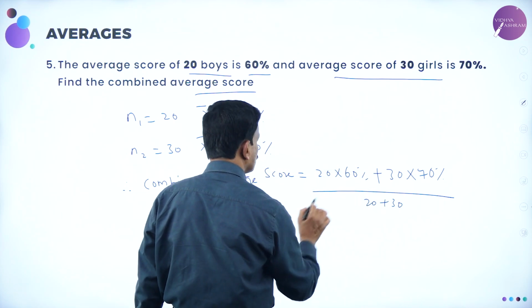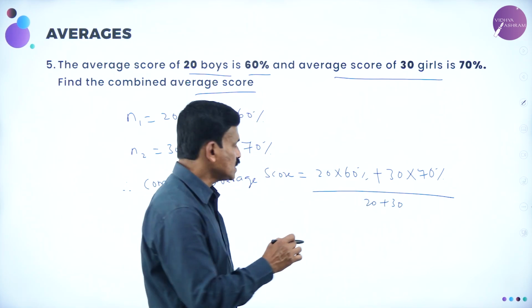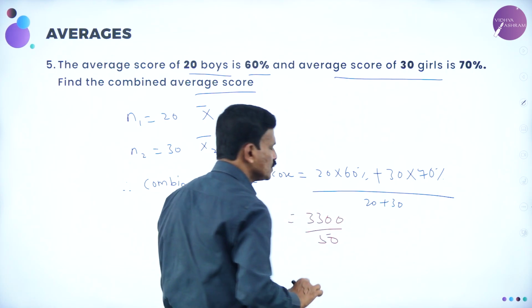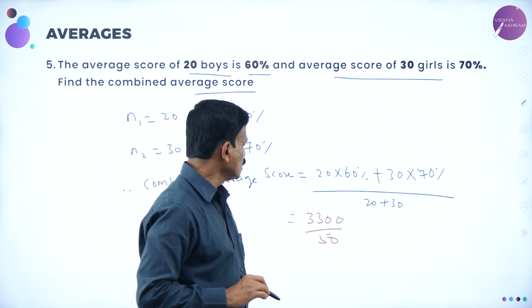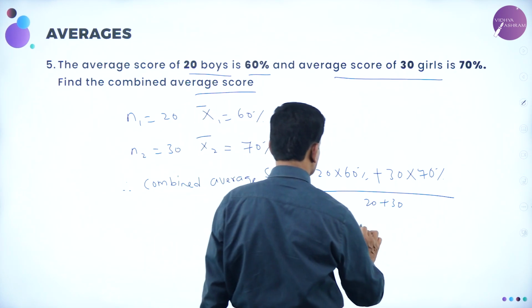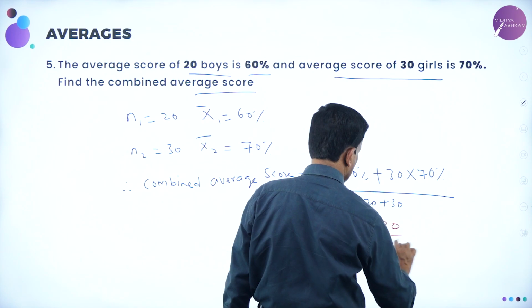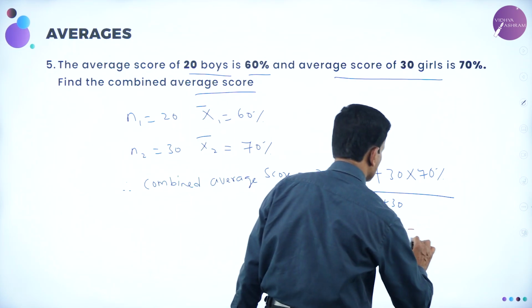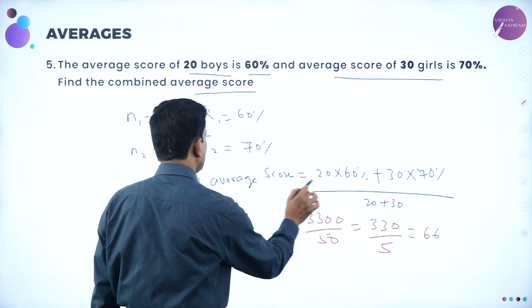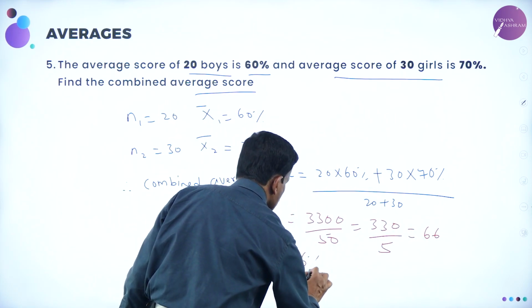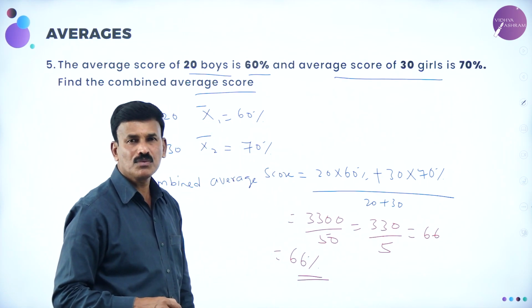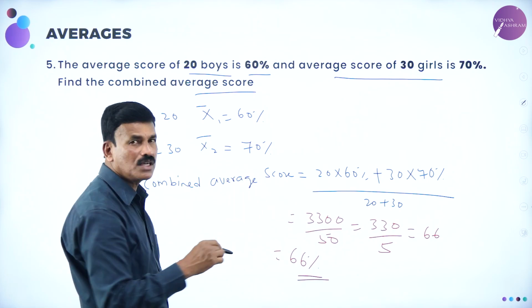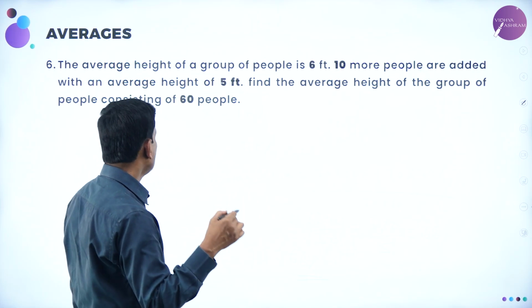What is this equal to? Just simplify this. This is equal to 3300 divided by 50, that is 330 divided by 5. So this is equal to 66. So therefore the combined average score is equal to 66%. That's it. Hope you followed. Just multiply N1 X1 plus N2 X2 divided by N1 plus N2, and that will give the value of the combined score. Now move on to the next problem.